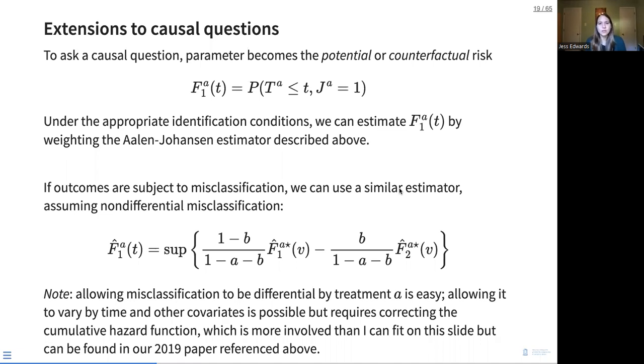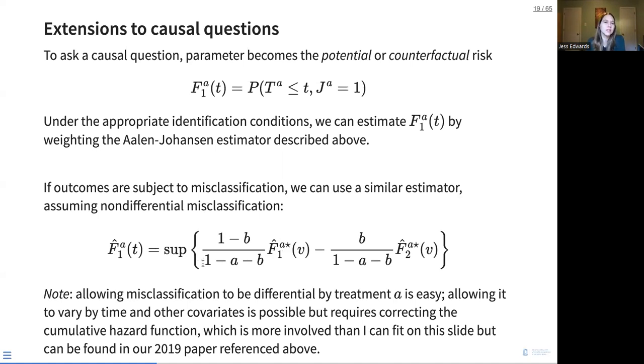And so in that setting, we can use a similar estimator to what we described above, where our estimator that corrects for misclassification is a function of the estimated counterfactual risk using the observed outcome indicator and these functions A and B. Now things get more interesting if we think that misclassification might be differential.